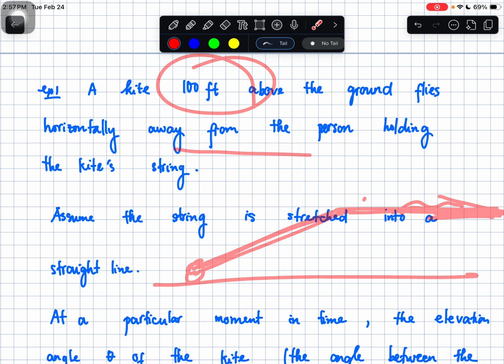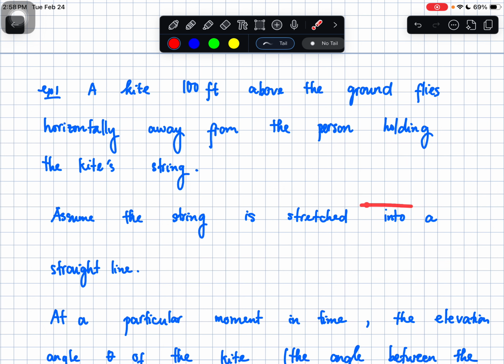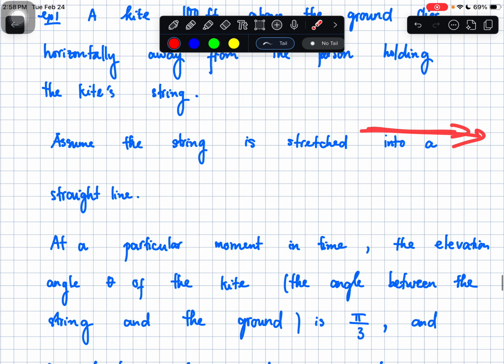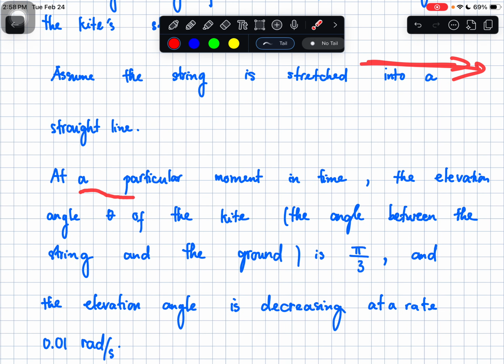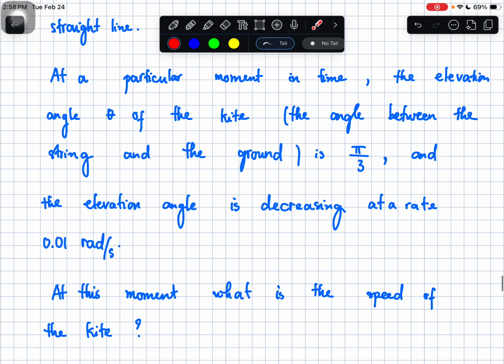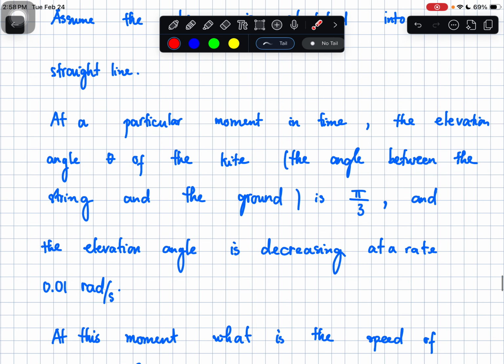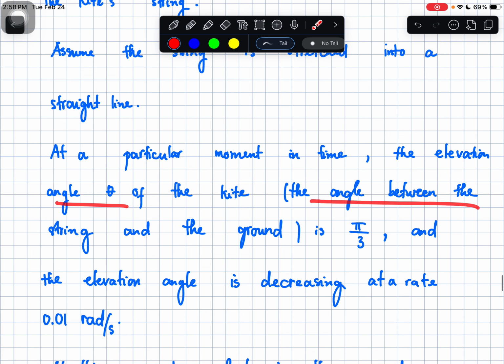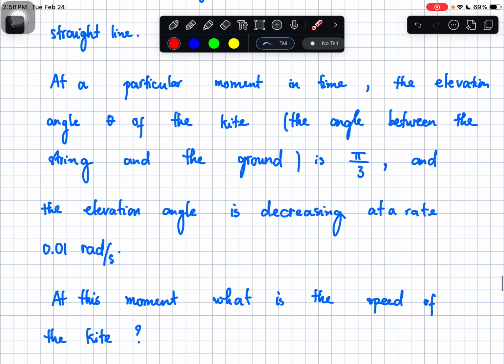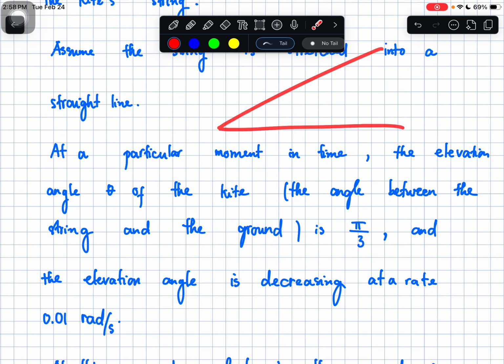The ground is here, this one is 100. It's maintained to be 100 because they want to fly it horizontally away from the person. At a particular moment in time, the elevation angle of the kite, so that's the angle between the string and the ground, is pi over 3. So set up like that, theta is this angle. Person is here, kite is here, it's flying this direction.